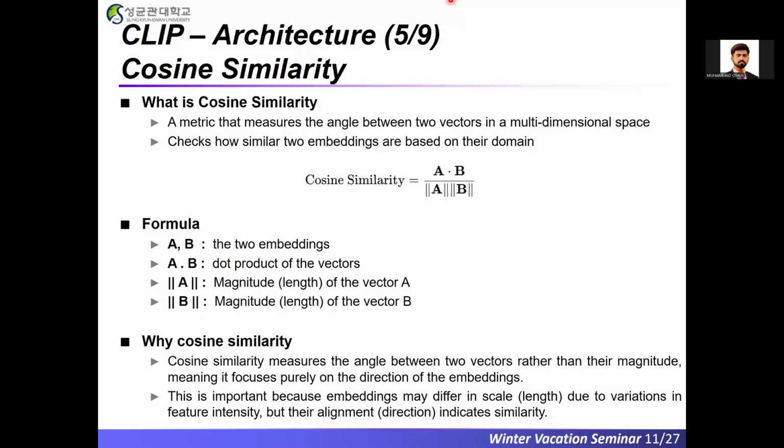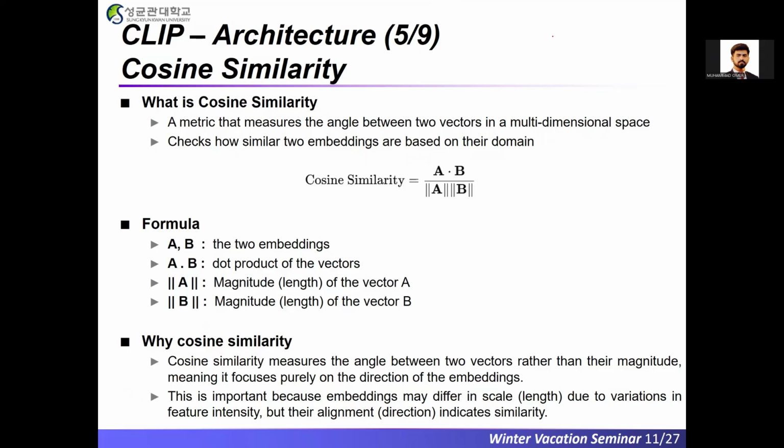So what is cosine similarity? Cosine similarity is a metric that measures the angle between two vectors in a multidimensional space. It checks how similar two embeddings are based on their direction.